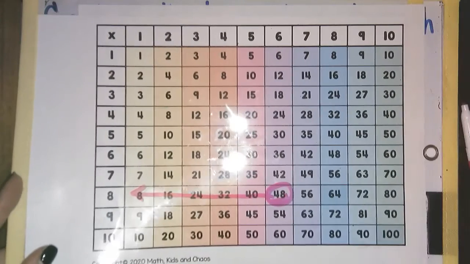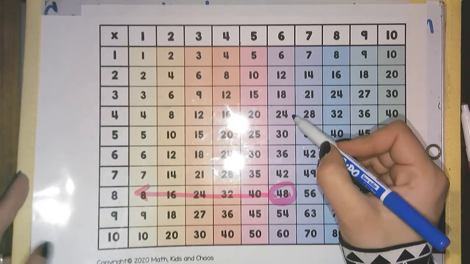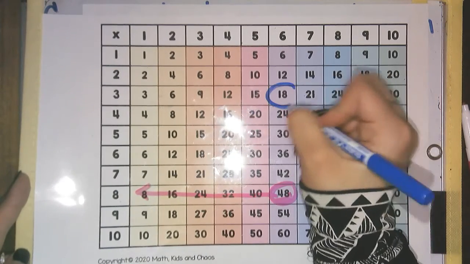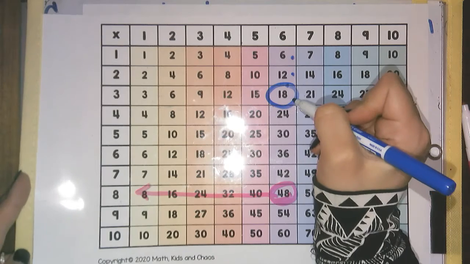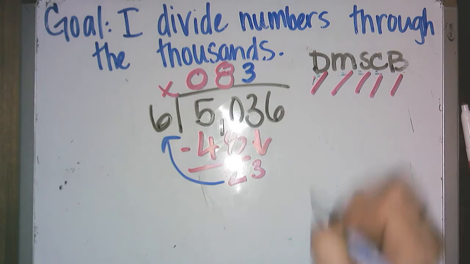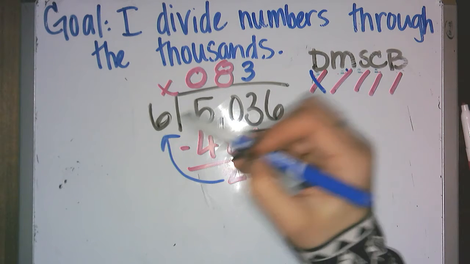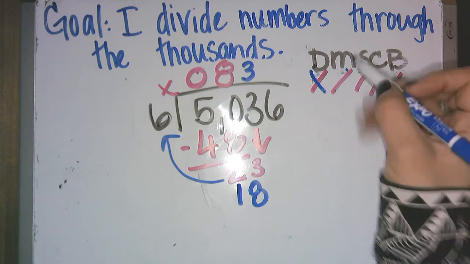So I'm going to look in my 6 column and find my number closest to 23 without going over. Well, 24 is close, but it's too much. So it's going to be 18, which is 1, 2, 3. So it goes in 3 times. I divided. Now I must multiply. 3 times 6 is 18.